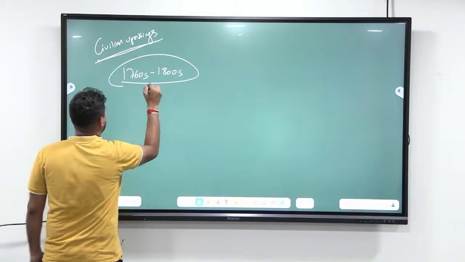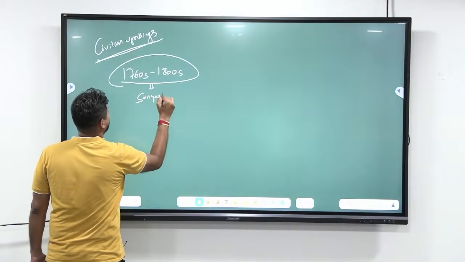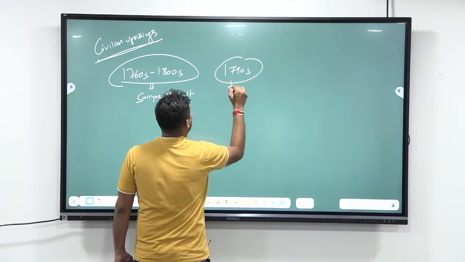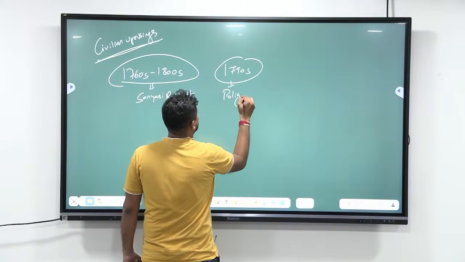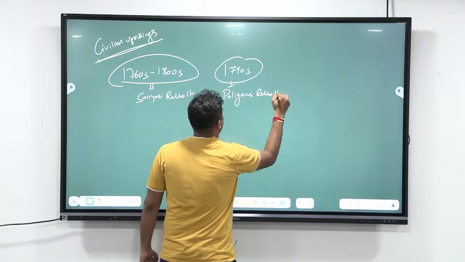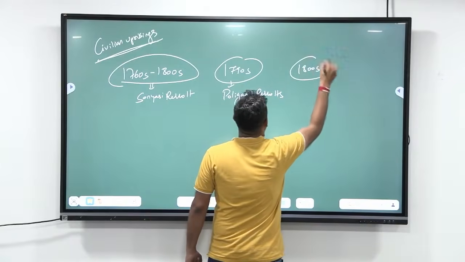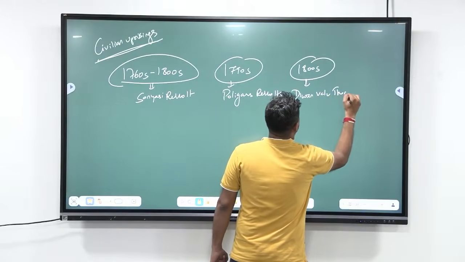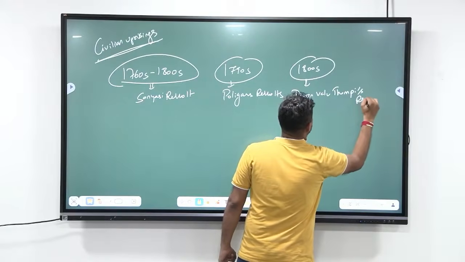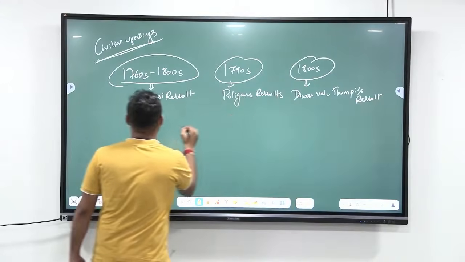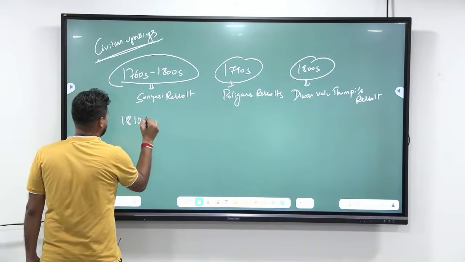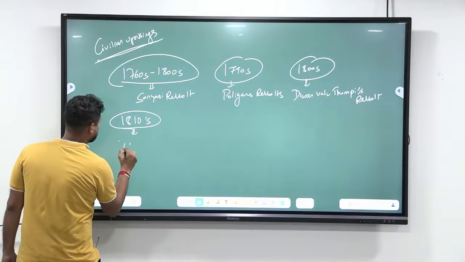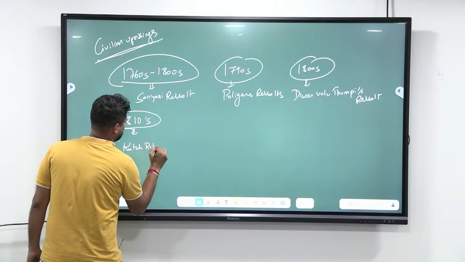From 1760s to 1800s, you have Sannyasi Revolt. Then 1790s, you have the Polygars Revolt. Then 1800s, you have Diwan Velu Tampi's Revolt. Then 1810s, you have the Kutch Rebellion.